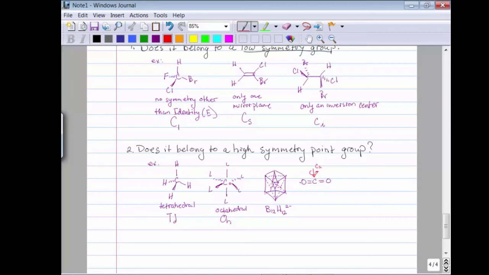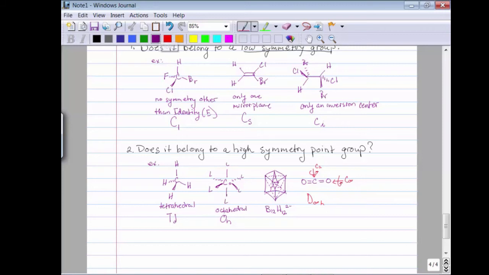And it also has this axis of rotation. This axis of rotation is C infinity. When you have a linear molecule, you will always have a C infinity. You have C infinity and a perpendicular C2. This is D infinity H.